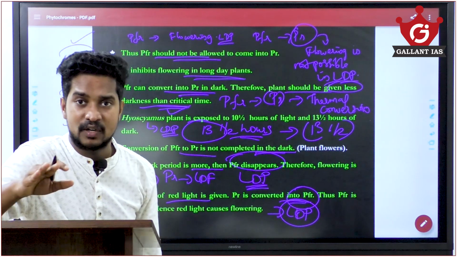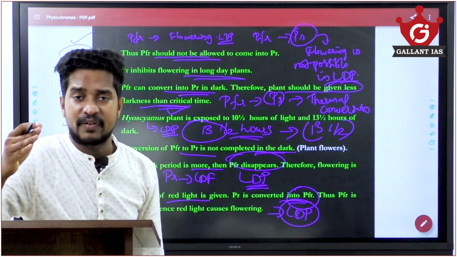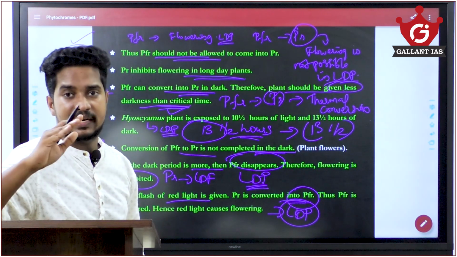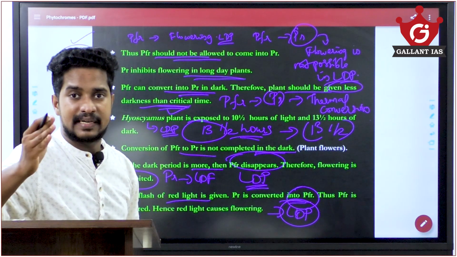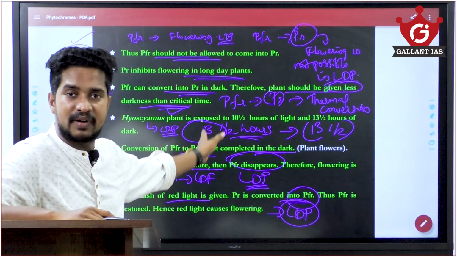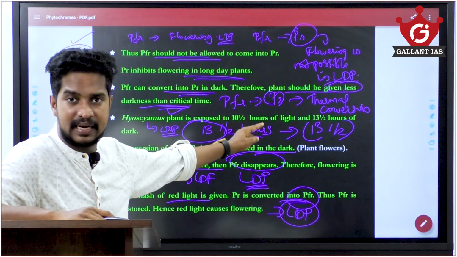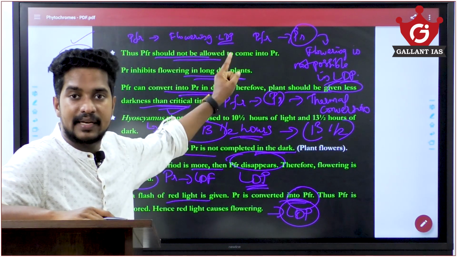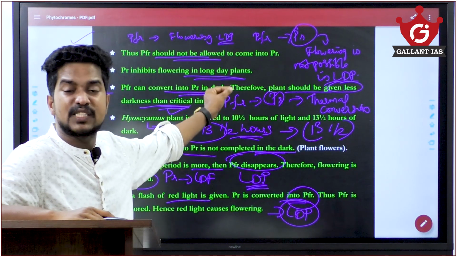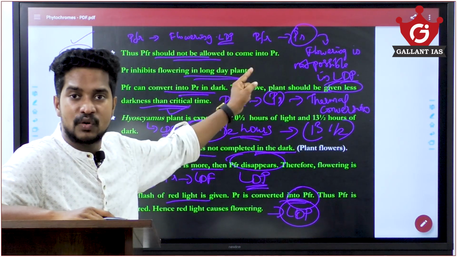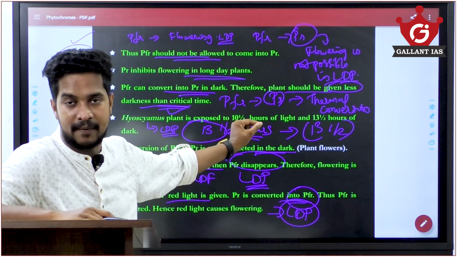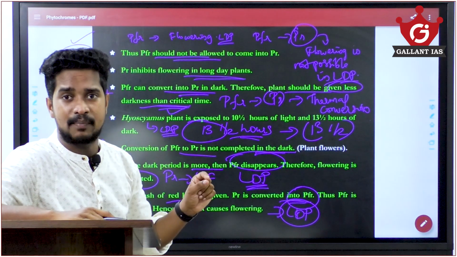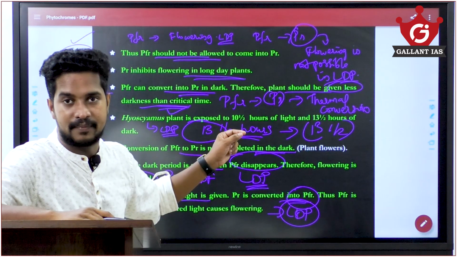And again, if PFR is converted to PR, that means there is more darkness than the critical time, 13.5 hours or more, PFR is converted back to PR. During that conversion time, a flash of red light is given, this PR will absorb the red light at the absorption peak at 660 nanometer, and this PR is converted back to PFR. So here the PFR is restored and this helps in flowering. So in long day plants, this flash of red light helps in flowering, and in short day plants, this red light inhibits flowering.